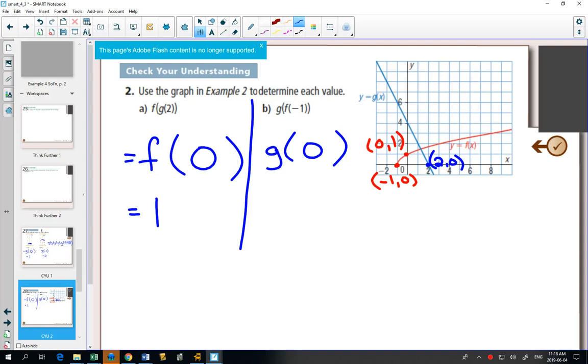And then g of 0 says if I plug in x equals 0 into g of x, what's my y value? Well, here I have the point (0, 4). So it's equal to 4.